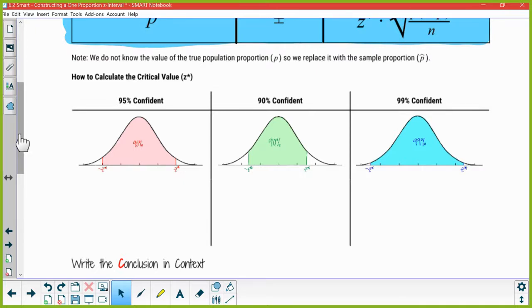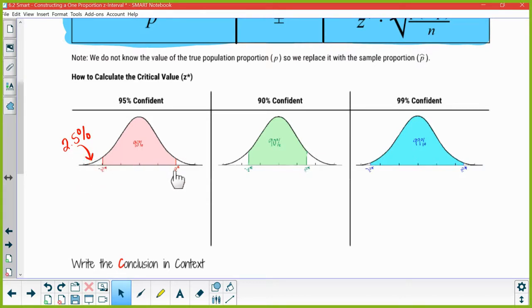Now, if you forget, there is a way to calculate what the value of Z star is. It's going to come from our Z distribution processes, where if I know I have 95% in the middle, that means I should have 2.5% in this left tail. Because again, this whole thing adds up to 100. If there's 95 in the middle, there should be 5% split between each tail. So this leaves me with 2.5%.